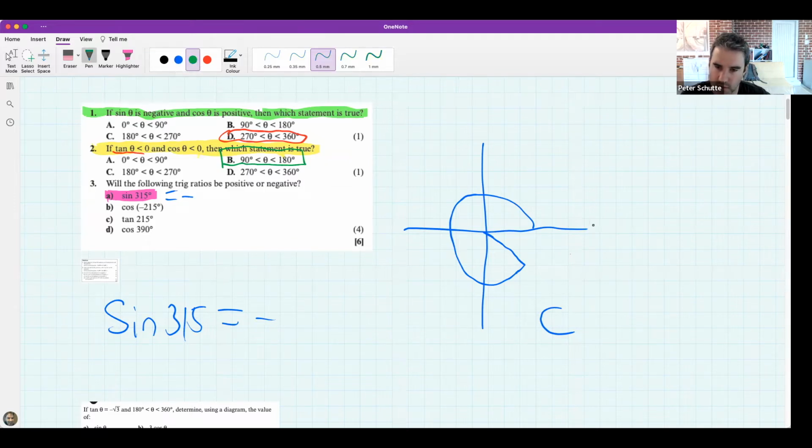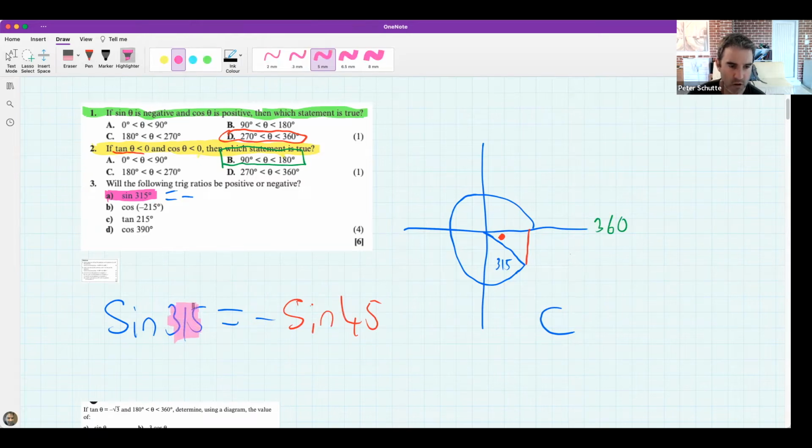So if we think about the nearest horizontal, it's 360. And this angle over here, this big one, was 315. So this one over here could be quite important. So the correct answer is going to be minus the sine of 45. Minus the sine of 45. We've reduced an angle that was 315. We've reduced it down to 45.